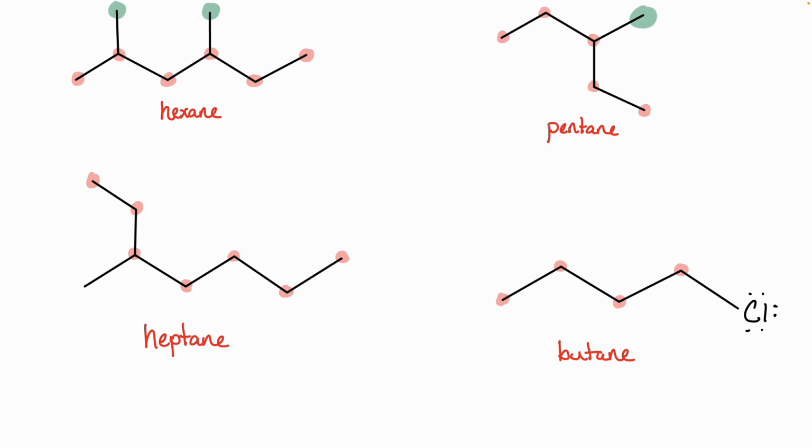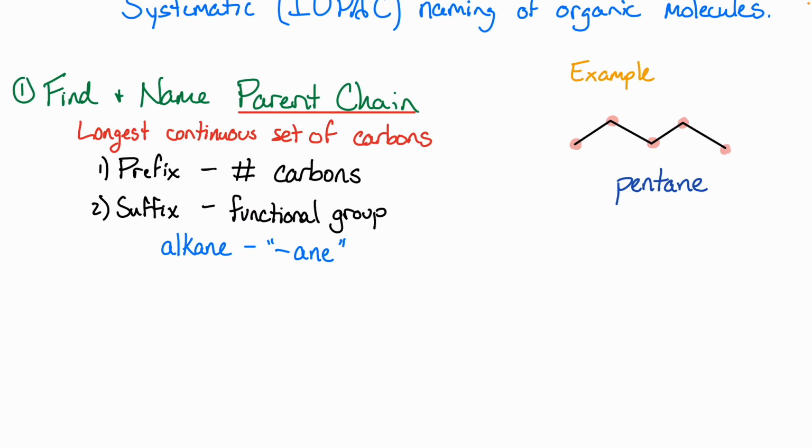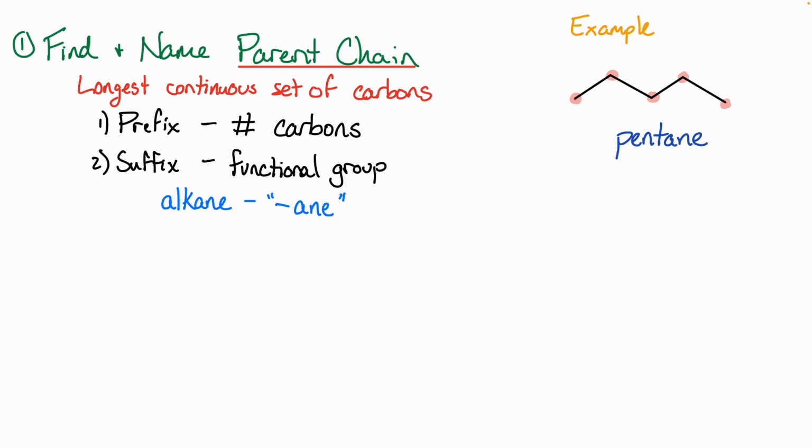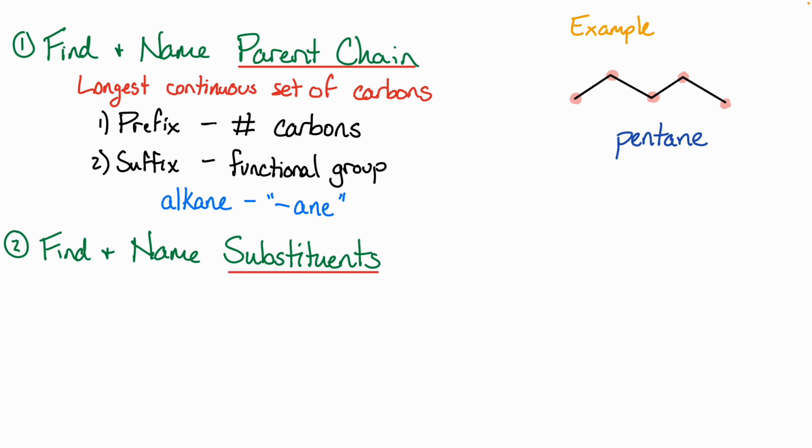All right, but now we have all these carbons in this chloro group right here, unaccounted for. So how do we deal with things that are poking off of our parent chain, what we call our substituents? So that's step 2. Step 1 was the parent chain. Step 2 is to find and name your substituents. And again, we can just define substituents. This is anything that's off that parent chain, anything not included in the parent chain.